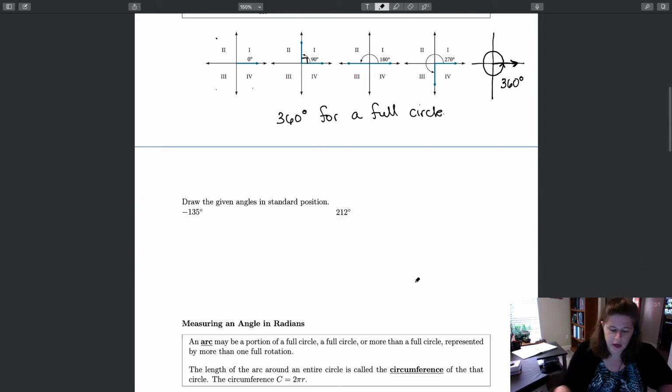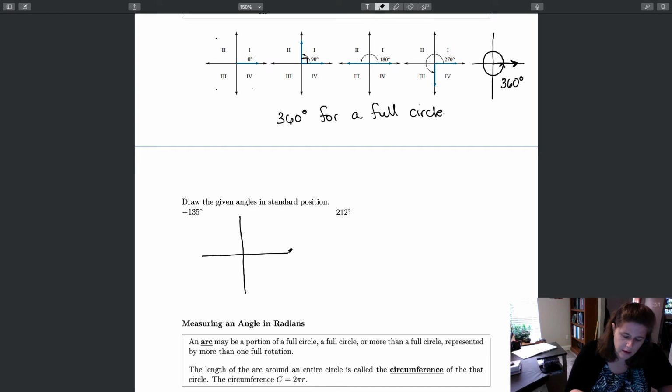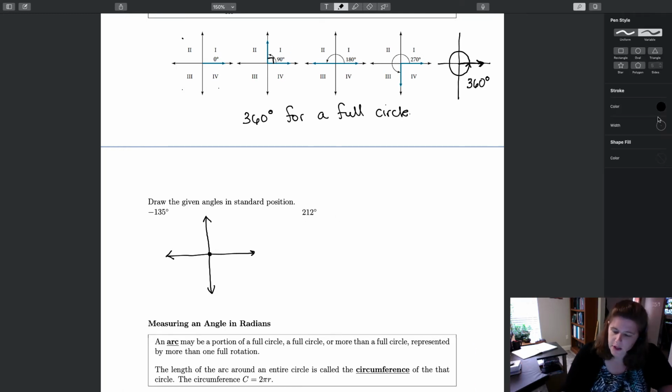Now, if I want to draw some angles in standard position, my rule on standard position is that it has a vertex at the origin. So we're at the point 0, 0. I'm going to change the color so we can see it better. So we have a vertex at the origin, and our initial side is along the x-axis. Now it says that this is a negative angle. Negative angles move in the clockwise direction, so this angle is going to open this way.